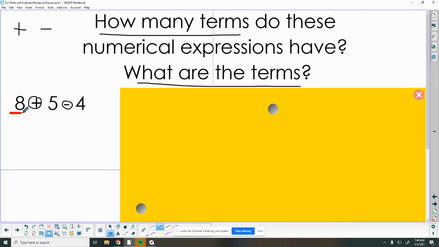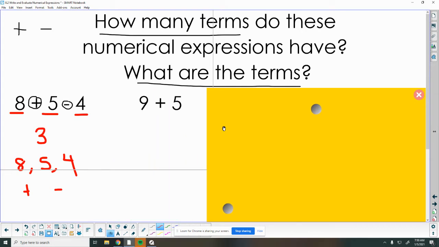So here we have 1, 2, three terms. So this has three terms. And the first ones were added together. So the terms, we have 8, 5, and 4. The first two were added together. The next two were subtracted. So what are the terms? How did they get there? 3 total. Here they are. How did we get there?